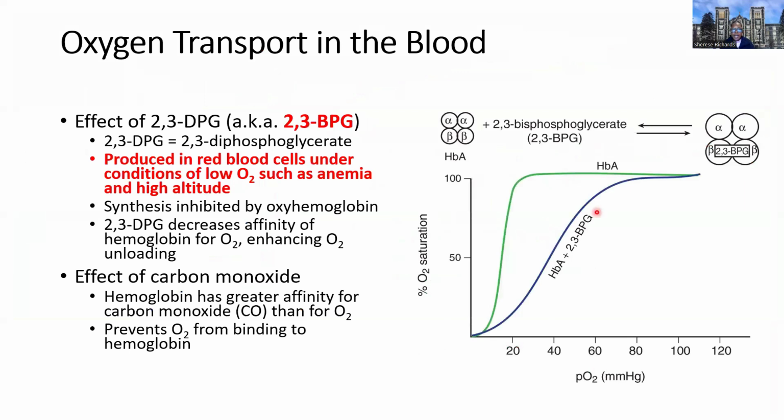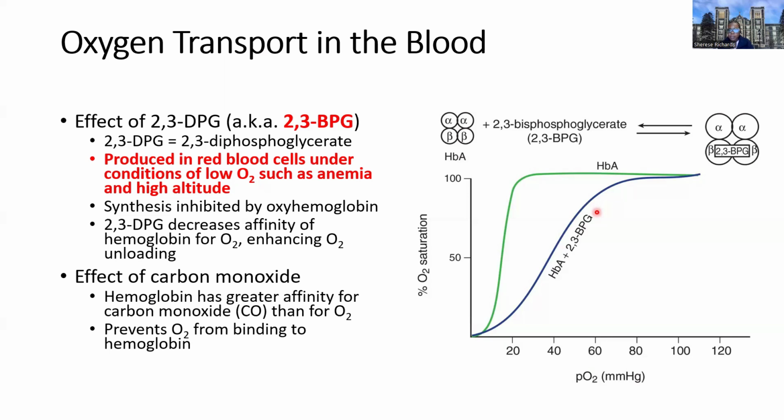Okay. Another state that can mimic the right shift is the 2,3-DPG. This is also called 2,3-BPG. This stands for 2,3-bisphosphoglycerate or diphosphoglycerate, same thing. And this is a substance that is produced in your red blood cells under conditions of low oxygen, such as anemia, or if you go to a high altitude. So this is another state that can mimic a right shift, right? This is our third example of a state that can cause the right shift.